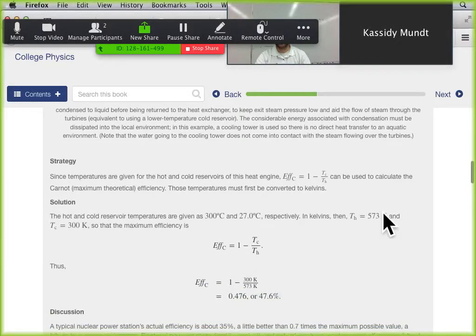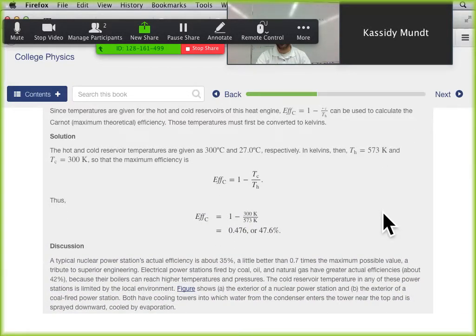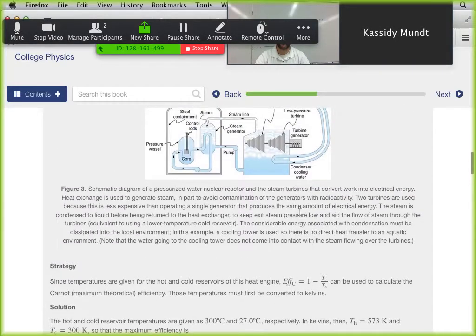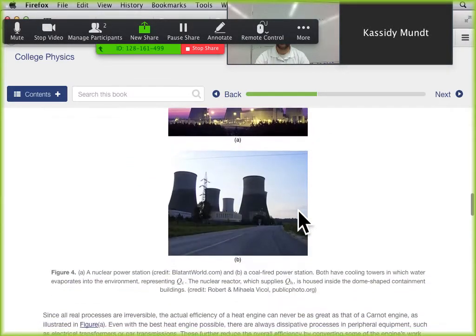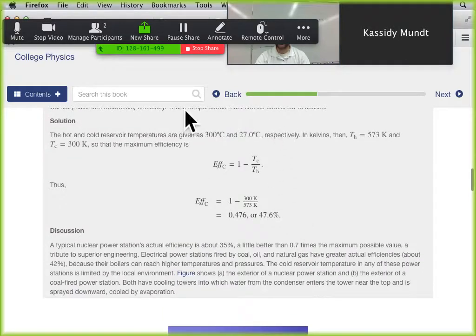And then here they treat the nuclear reactor as a Carnot engine, and they calculate the efficiency of a Carnot engine that's at 573 Kelvin at the hot end and 300 at the cold end. So if it's at 300 and 573 Kelvin, then you get 47.6% efficiency. That's better than full, right? Well, yeah, because that's calculating the Carnot efficiency right there.